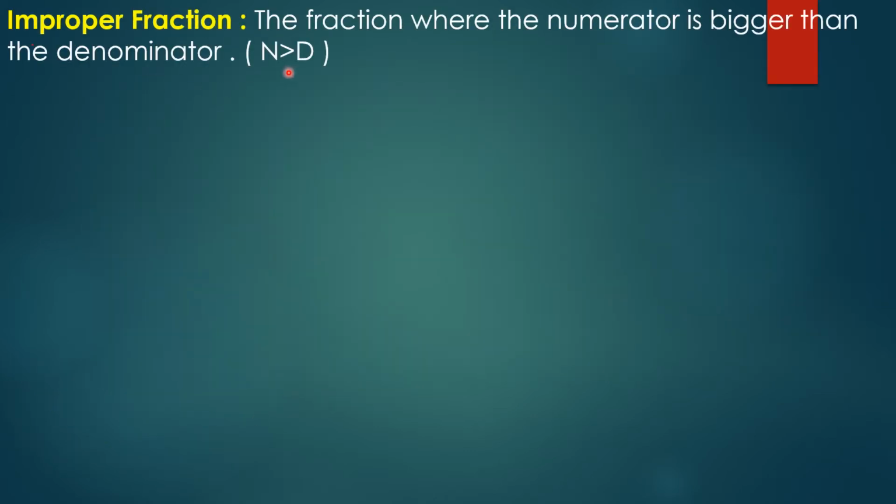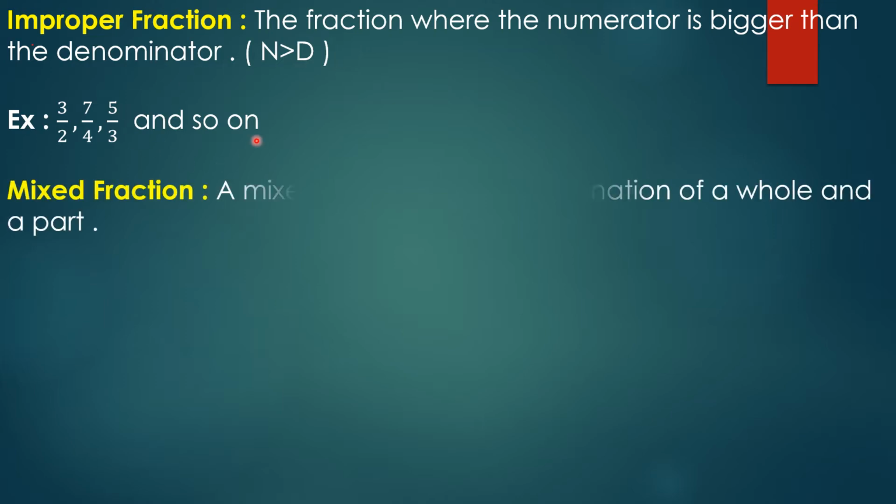And now the improper fraction. It is a fraction where the numerator is bigger than the denominator. So what are the examples? 3 by 2, 7 by 4, 5 by 3 and so on. Here, what is the observation? The numerator 3 is greater than 2 and the numerator 7 is greater than 4. Therefore, these are improper fractions.